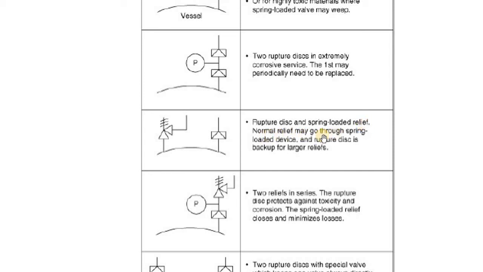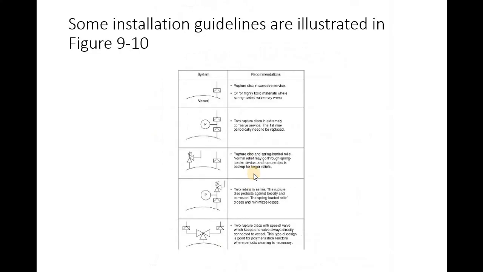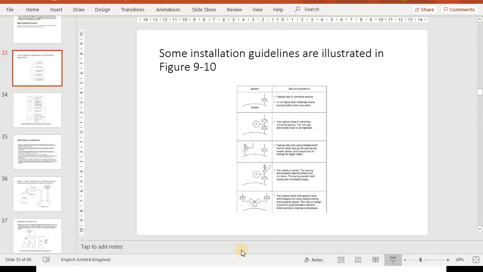Normal relief may go through a spring loaded device, and the rupture disc is a backup for larger reliefs. So you can see that we said the rupture disc should be a backup. The pressure for the rupture disc is at a higher setup pressure. So what is the problem that we could have here?